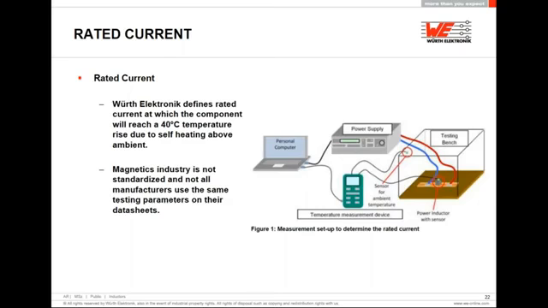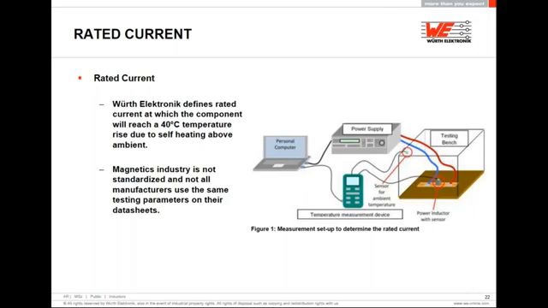With that said, let's talk a little bit more about the rated current. Würth Electronic defines rated current as the current that causes the inductor to heat up above ambient temperature due to self-heating. This is different from saturation current and may be a larger value. For example, if an inductor is operated at its rated current, it means that it heats up above the ambient temperature by the temperature stated in the datasheets. In our components, this stated temperature is typically 40 degrees Celsius.